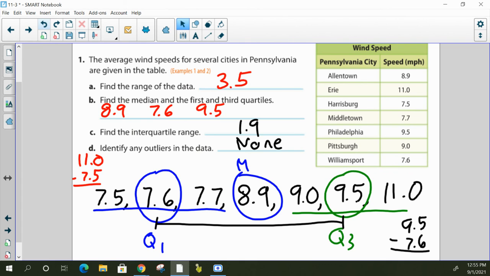Let me tell you about your homework real quick, and then you can get started on it. Okay? So take a look at page 833, number 1. Number 1 looks exactly like the one we just did. It says find the range, the first quartile, the median, the third quartile, find the interquartile range and name any outliers.